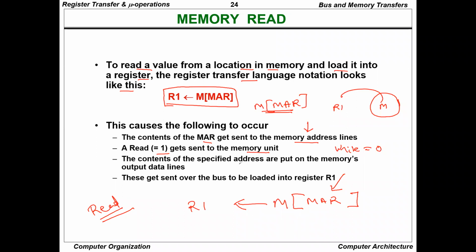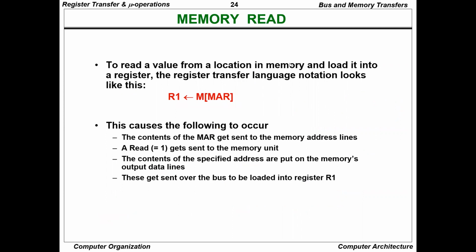The contents of the specified address, जो भी एड्रेस आपने स्पेसिफाई किया था उसका जो कंटेंट है, are put into the memory data output line. क्योंकि मेमोरी से बाहर जा रहा है तो डेटा आउट लाइन में उसको डाल दिया जाता है. And then through the bus the data is transferred into the register R1. आई रिपीट, सबसे पहले MAR से मेमोरी एड्रेस लाइन में वैल्यू चली गई, रीड कंट्रोल को 1 कर दिया गया, कंटेंट जो है उसको आउट डाटा लाइन में डाल दिया गया है, and then through the bus it is transferred into the register.